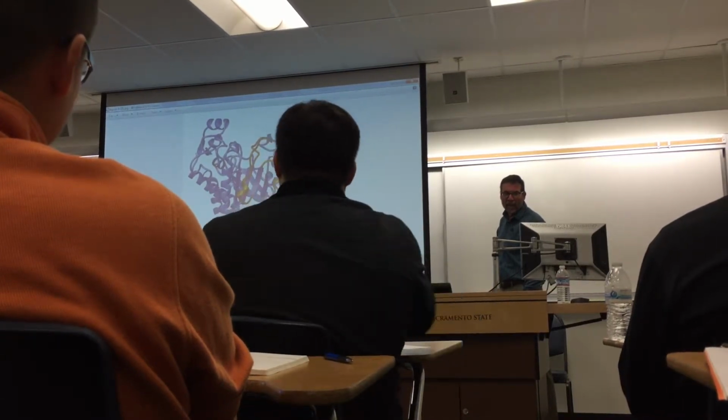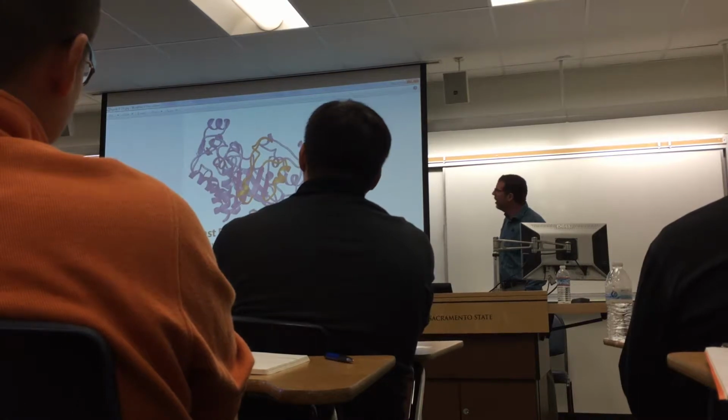Flavin mononucleotide oxidoreductase. This is involved in energy metabolism. This is sort of a classic. This would be a nice alpha beta protein, a classic enzyme in here.